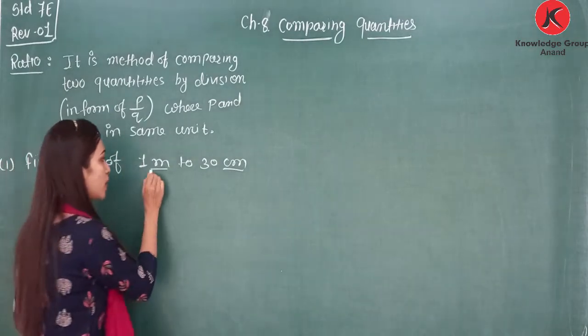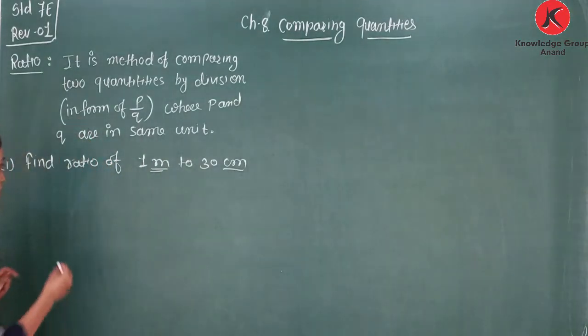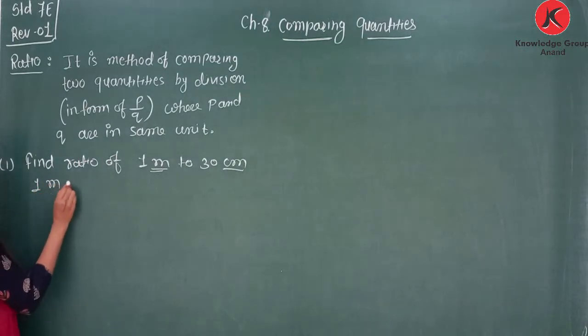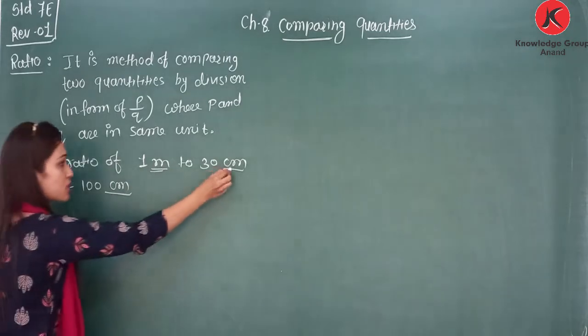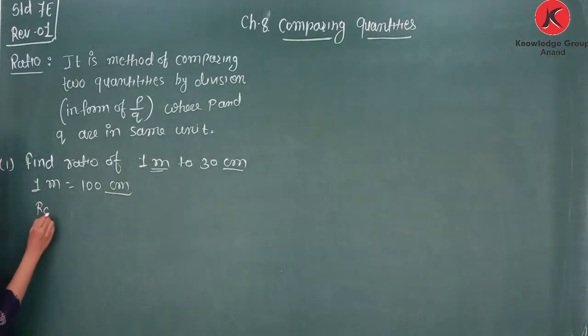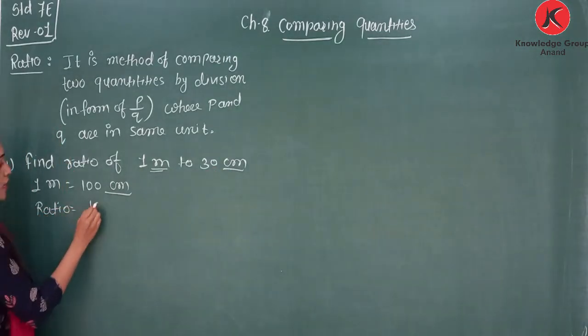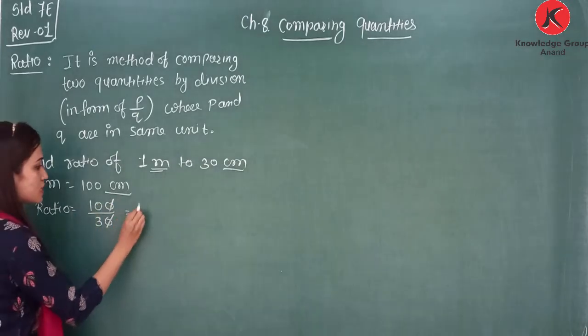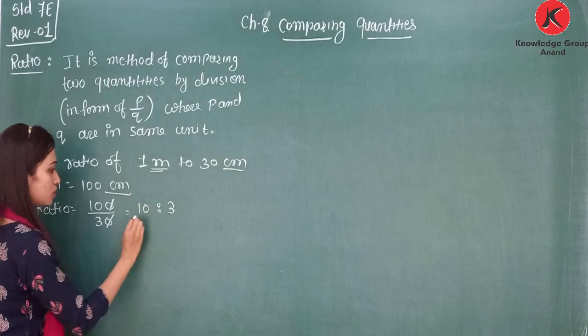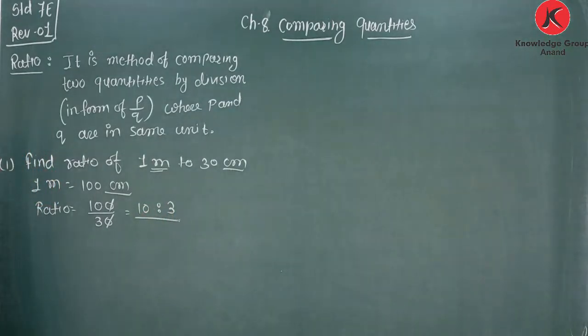It is better to convert meter to centimeter. So 1 meter is equal to 100 centimeter. Now this is in centimeter, this is also in centimeter. So the ratio can be written as 100 by 30. The 0 will be cancelled. So the ratio is 10 is to 3. You need to cut all common factors.